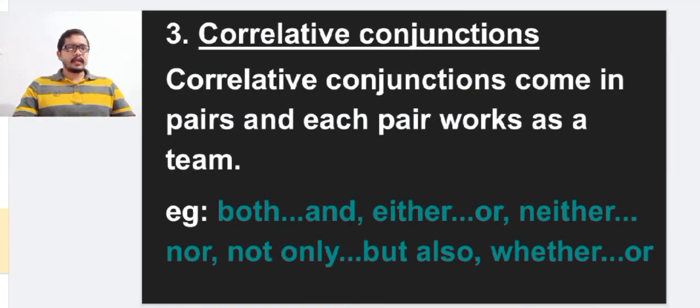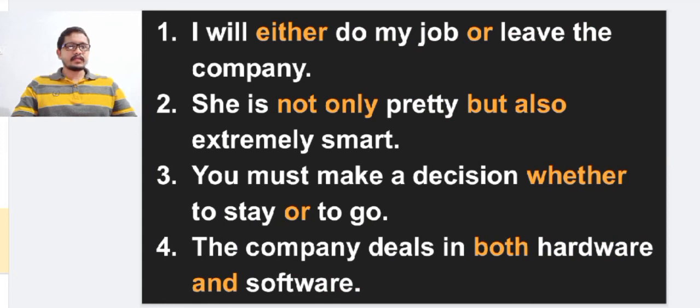Now let us come to the third one, correlative conjunctions. Correlative conjunctions come in pairs and each pair works as a team. These conjunctions come in pairs because they always work together and go together. Examples: both and, either or, neither nor, not only but also, whether or. Here we can see a few examples, and there are no rules relating to correlative conjunctions, so we will just discuss the examples.